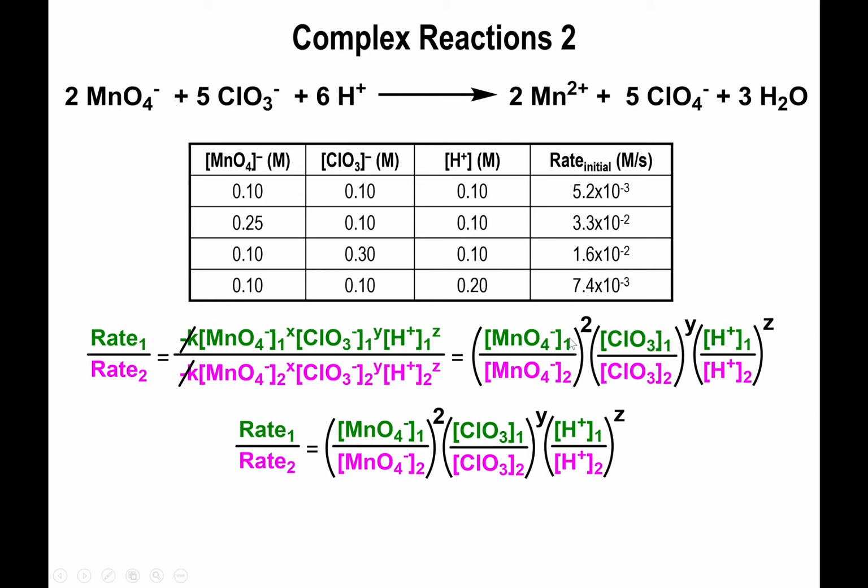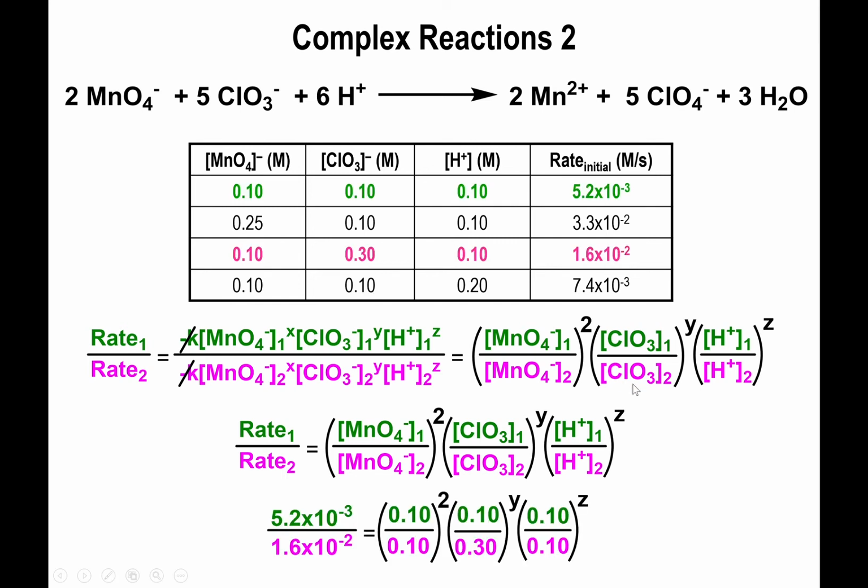So now we're going to try to go after one of the other two. So let's look at the table really carefully. There's a number of things we could do. We could select rows 2 and 3 for which the concentration of H+ is constant, or we could select rows 2 and 4 for which the concentration of chlorate is constant.